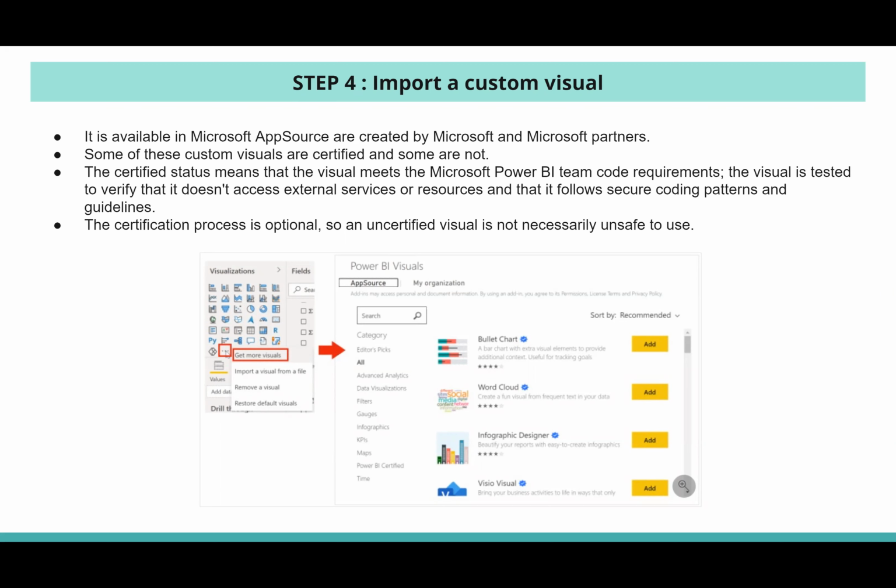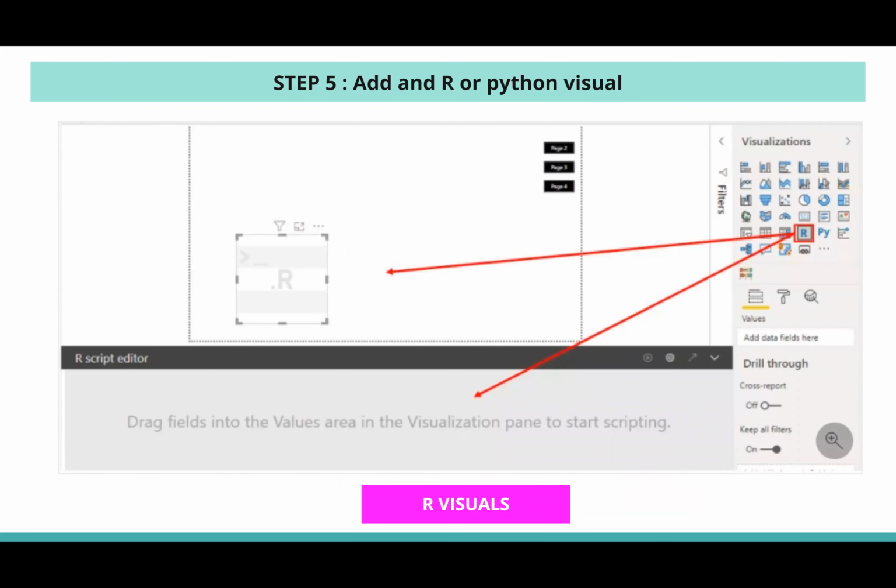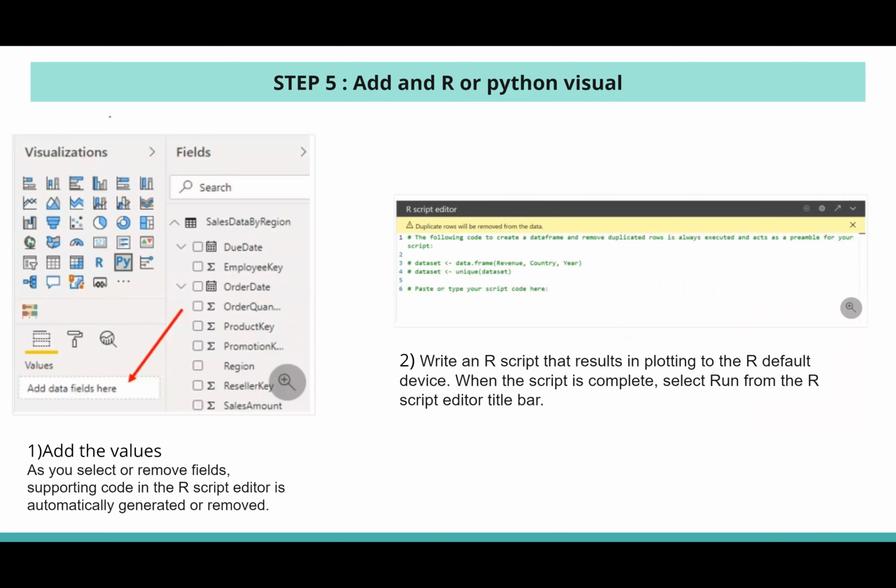Okay, so the next one is, if you are familiar with R coding and Python coding, maybe you are more interested in the R visualizations and Python visualizations. So you could just click the icon button. And then, if you could see here, when you use the R visualization, you have to add values, select the required fields first, with supporting code in the R script editor to automatically generate a visual.